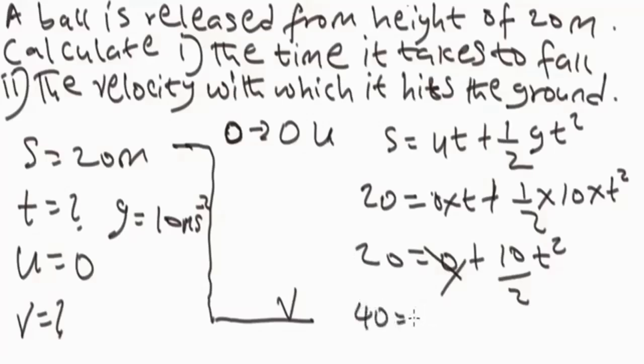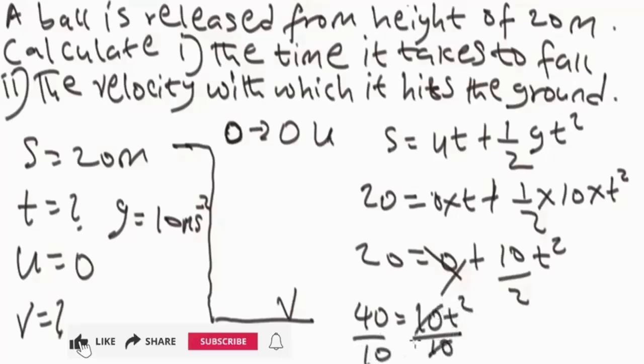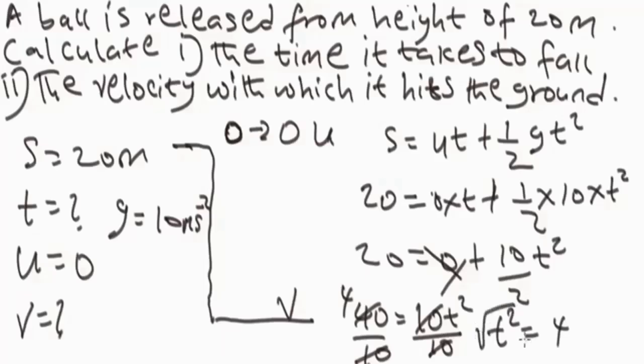equals 10t squared. So divide both sides by 10. This will cancel this. 40 over 10 is 4. Then we have t squared equals 4. To make t the subject of the formula, you take the square root of both sides. Therefore, the root of 4 is 2, so our time t equals 2 seconds. Alright, so this will be the time.